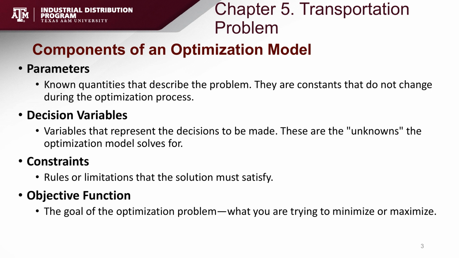Third, constraints, the rules the solution has to obey, like not shipping more than a plant can produce or shipping more than demand at a warehouse. And fourth, the objective function, the single goal we're optimizing. We usually minimize cost-related objective function or maximize profit or coverage. In the transportation problem, the objective is to minimize the total cost, including transportation cost. Keep these 4 components in mind. We'll fill each one in.